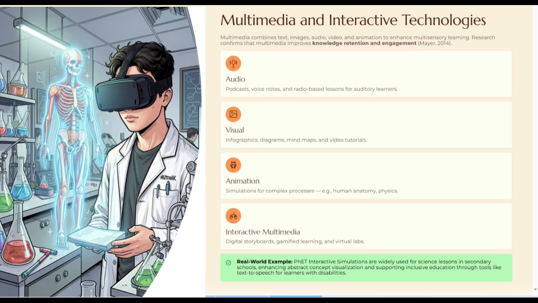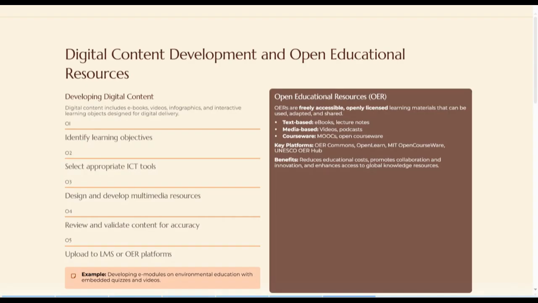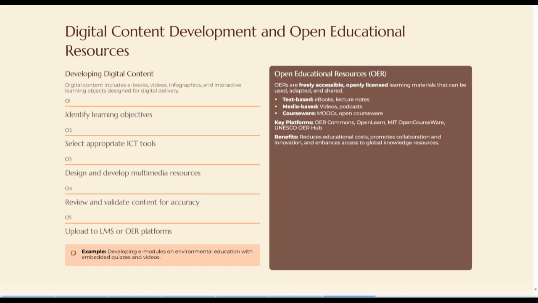Then we have interactive media, where we have things like the digital storyboard, gamified learning, and virtual labs. A real world example is the PhET interactive simulations, which are widely used for science lessons in secondary schools, enhancing abstract concept visualization and supporting inclusive education through tools like text-to-speech for learners with disability. So you see the name there, PhET. You can Google that online and register as a teacher to explore the wide range of resources they have.